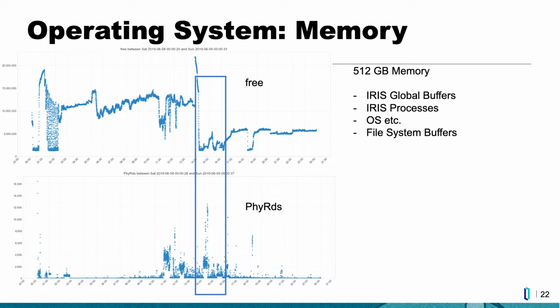The other thing that happens is, we can see the effect here. There's a lot of reads going on this system. It doesn't have direct I/O, so it's using file system cache, and that's why these two things correlate.